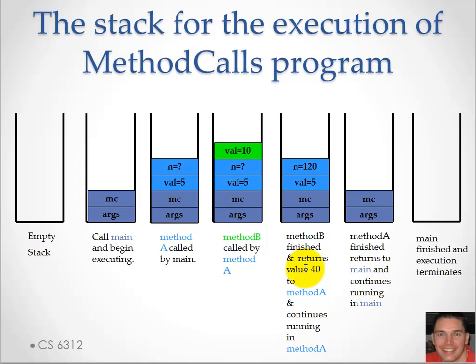Method A then finishes executing. When it finishes executing, it pops its local variables off the top of the stack, and we return back to the main method where we're going to run that print line. When the main method is done executing, it pops off all its local variables, and our stack is then empty at the end of our program execution.